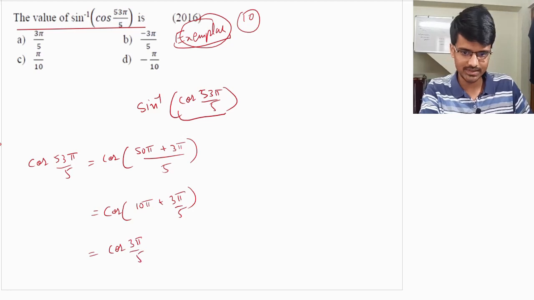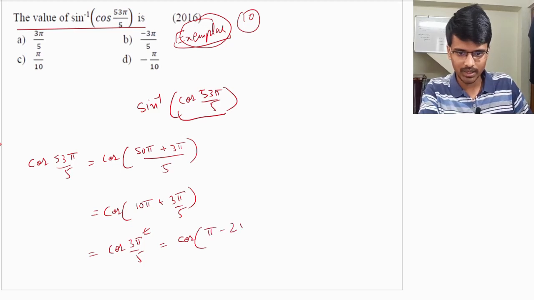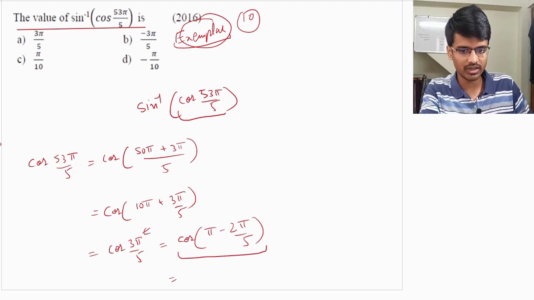But as you can see, 3 pi by 5 is not an acute angle. So again what I'll do, pi minus 2 pi by 5 is 3 pi by 5. You can check this: pi minus 2 pi by 5 is nothing but 3 pi by 5. So now what is cos of pi minus 2 pi by 5? Minus of cos 2 pi by 5, right? Because we are in the second quadrant.